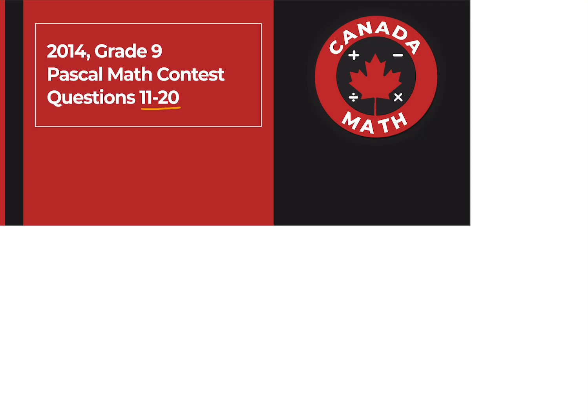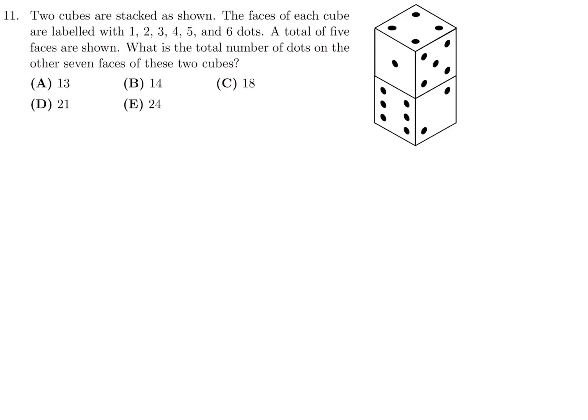Questions 11 through 20 on the 2014 Grade 9 Pascal Math Contest. Two cubes are stacked as shown. The faces of each cube are labeled with 1, 2, 3, 4, 5, or 6 dots. A total of 5 faces are shown. What is the total number of dots on the other 7 faces of the two cubes?